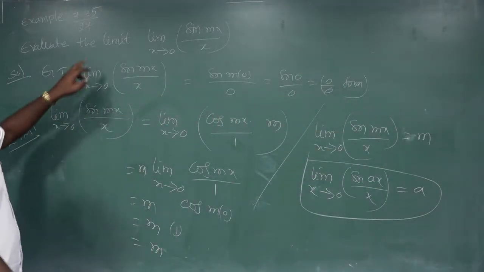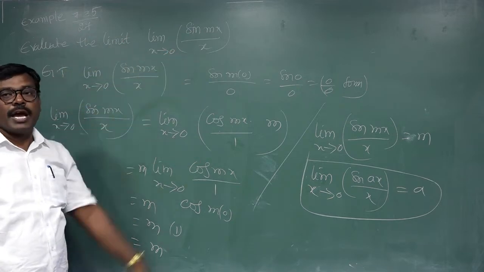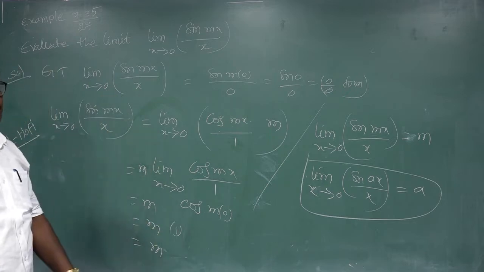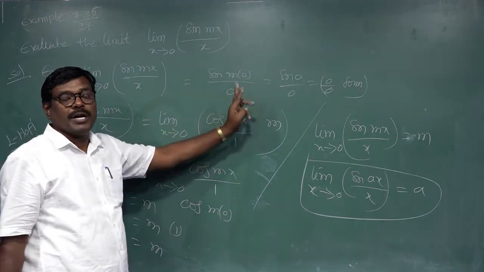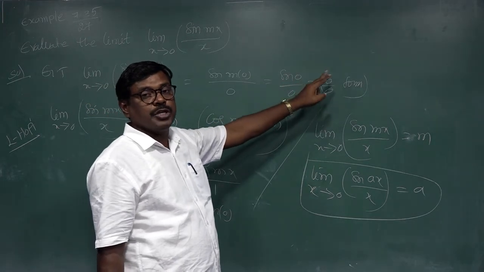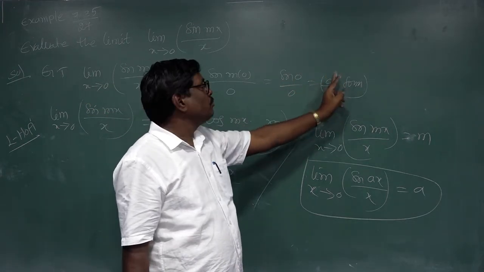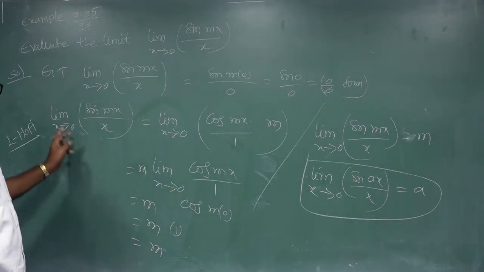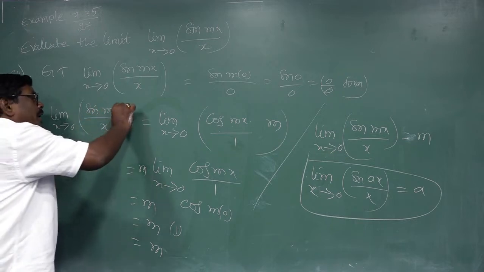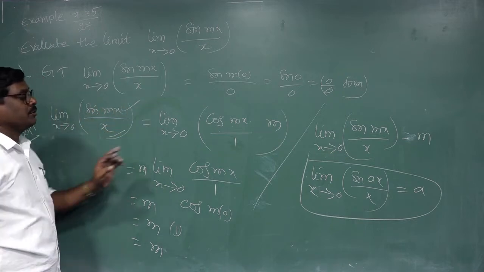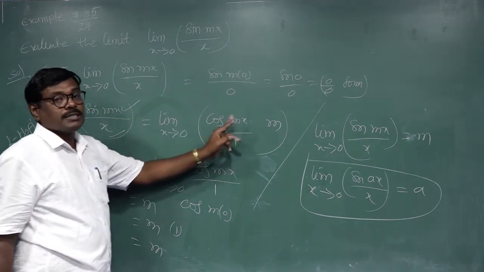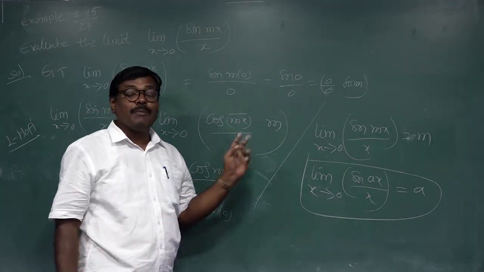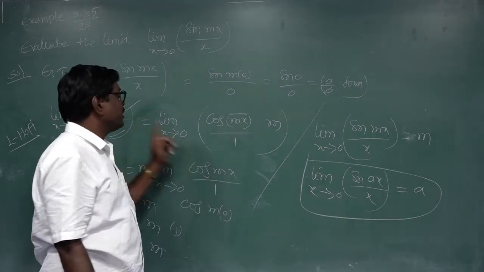Again, let us explain. Evaluate the limit as x tends to 0 of sin mx by x. By direct substitution, x is replaced by 0, giving sin(m into 0) by 0, which is 0 by 0, since sin 0 has value 0. This is an indeterminate form, so we use the L'Hospital rule: numerator derivative and denominator derivative. The derivative of sin mx is cos mx, the inner derivative of mx is m, and the derivative of x is 1.